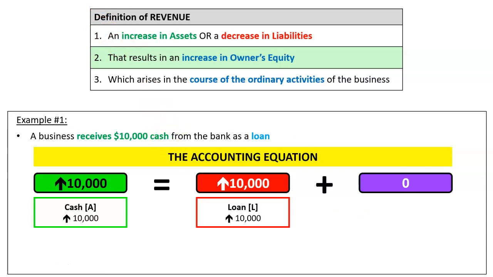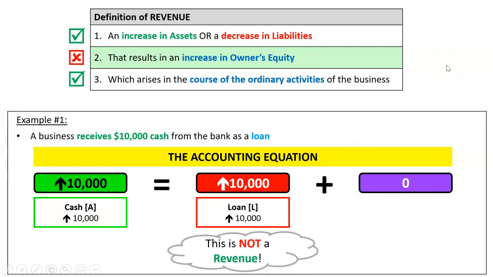But why not? Well, you could say that it meets one criterion in the sense that it does increase assets here, and it did occur during the course of the ordinary activities of the business. But then you could say, however, this is not a revenue because it does not increase owner's equity. Nothing happened here. Why not? Because a liability went up instead. So we could say clearly that is not a revenue.